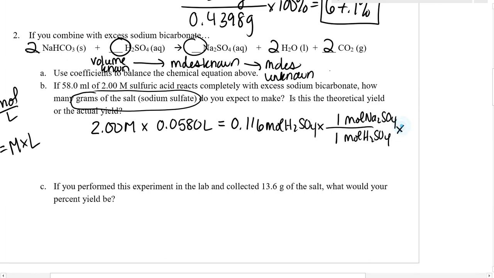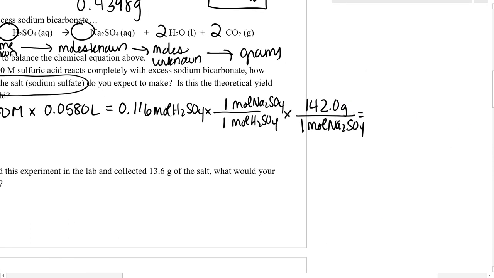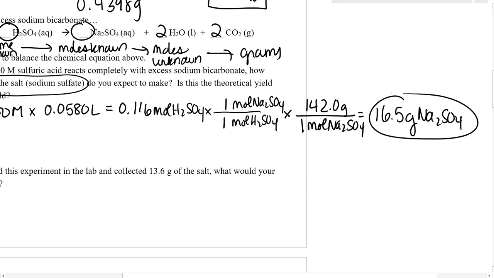Okay. And then my last step, they're asking me for grams. So I'm going to look at the periodic table and figure out how much a mole of sodium sulfate weighs. Looks like it's 142 grams. So if you plug that in your calculator, you get 16.5 grams of sodium sulfate. This is your theoretical yield.